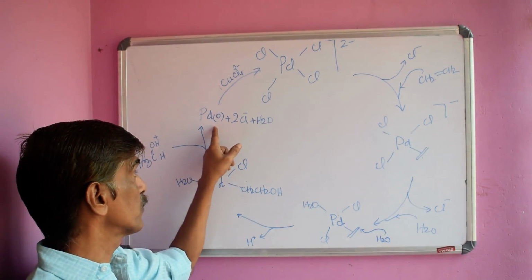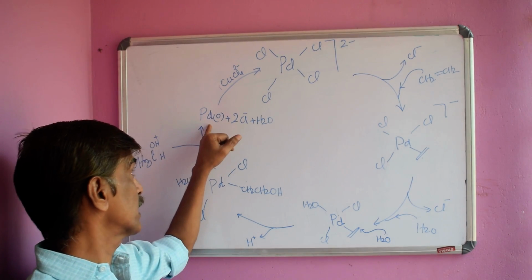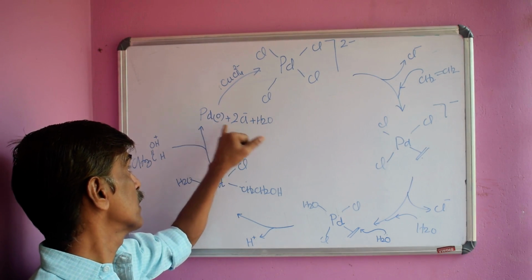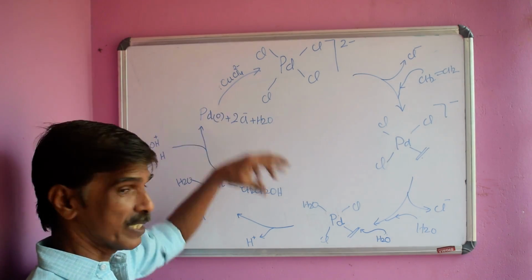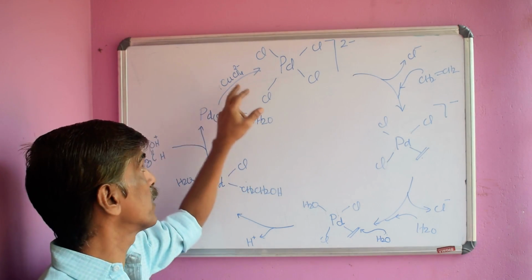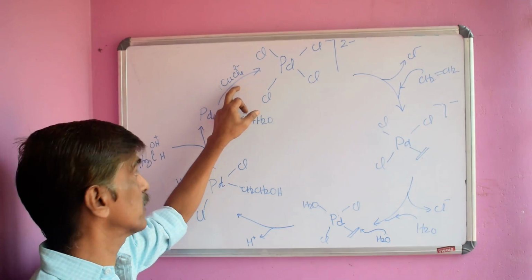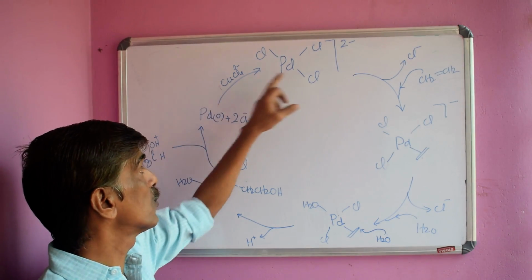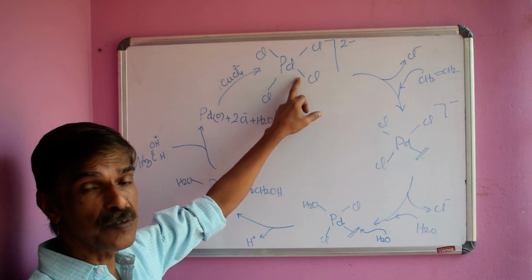For the time being, understand that in this mixture of PdCl plus chloride, all these things, if CuCl4 2 minus or copper 2 chloride is present, then this Pd0 is converted again into Pd2.